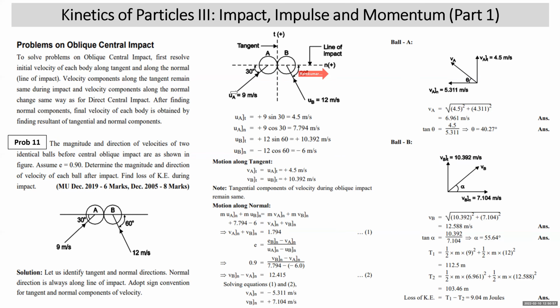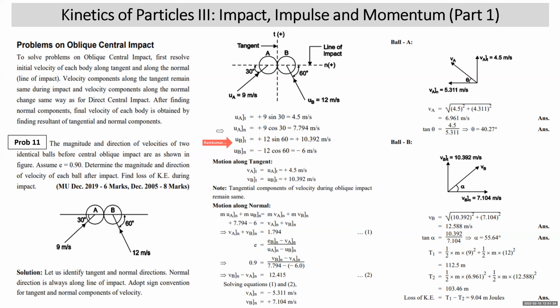Now we resolve this velocity. 9 sin 30 will be upward, tangential component positive, and 9 cos 30 will be the normal component, which will also be positive. So UAT is plus 9 sin 30, UAN is 9 cos 30. Now come to ball B, 12 meters per second. The tangential component is positive, UBT is 12 sin 60. The normal component is 12 cos 60, to the left. That means it is negative. So UBN is minus 12 cos 60, minus 6 meters per second.